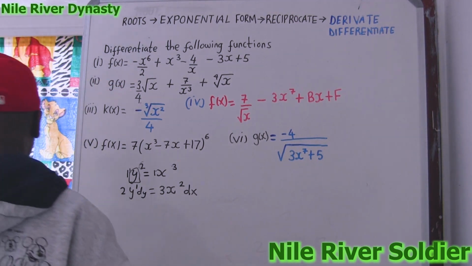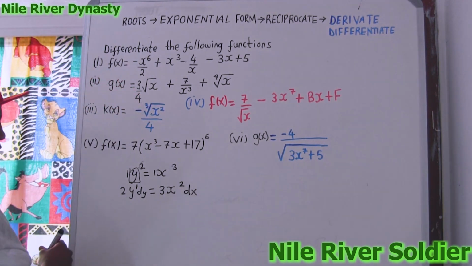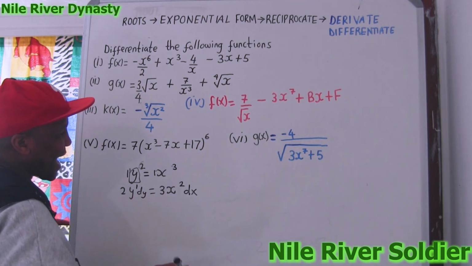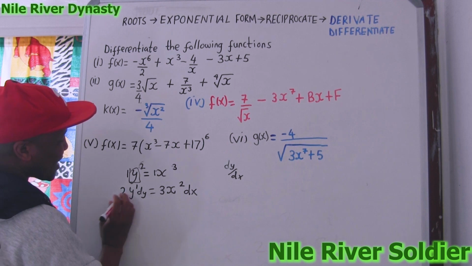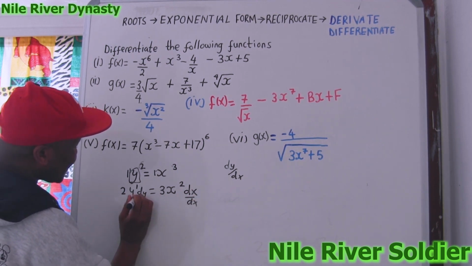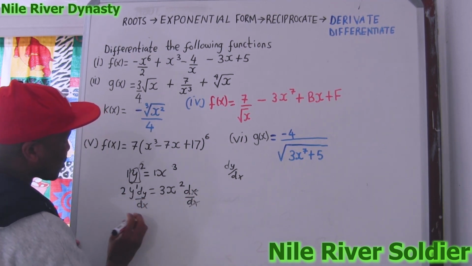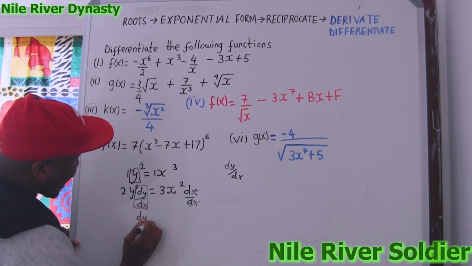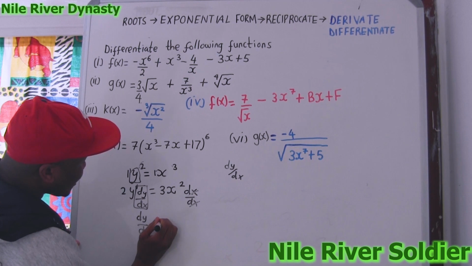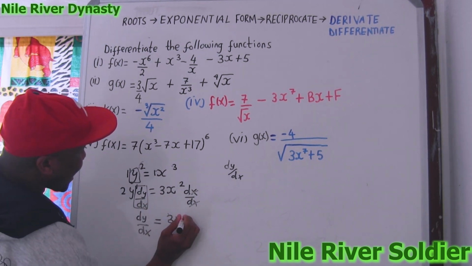Okay, cool. Let's go. For this case, we want to get dy/dx, because when you differentiate, you're changing to get dy/dx. To get dy/dx, I'm going to divide by dx on both sides, and this and this go. So now it's going to be dy over dx, which is what I'm looking for, equal to 3x squared.